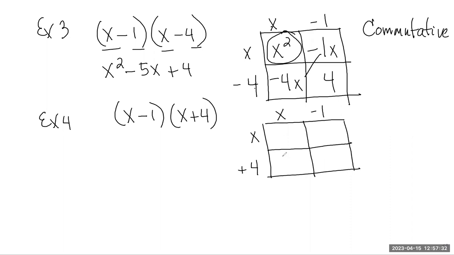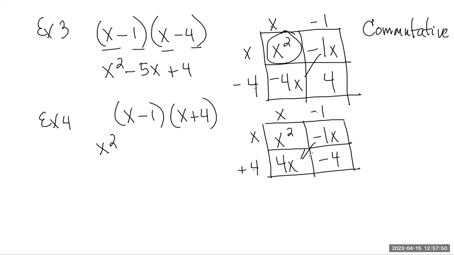So I've got x and x is x squared. X times -1 is -1x. 4 times x is 4x. And 4 times -1 is -4. All right. So we write our leading term first.